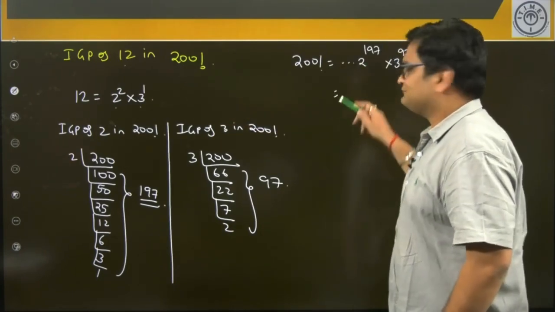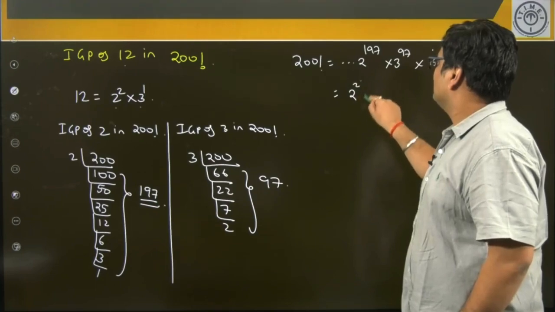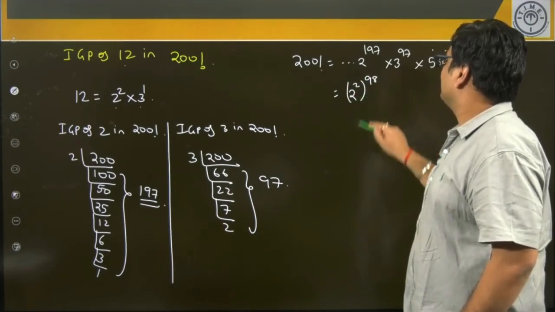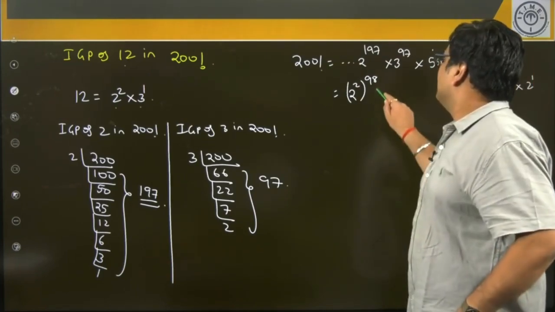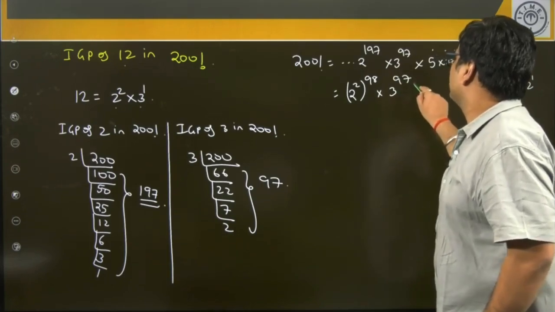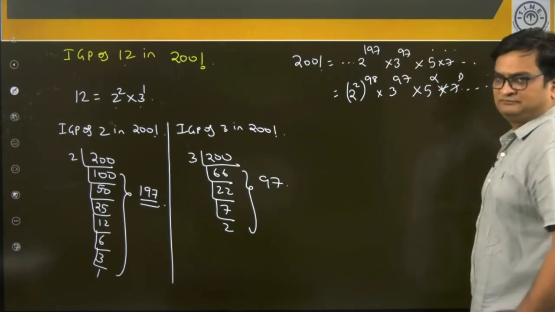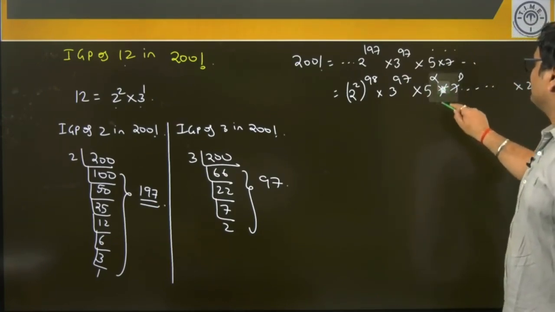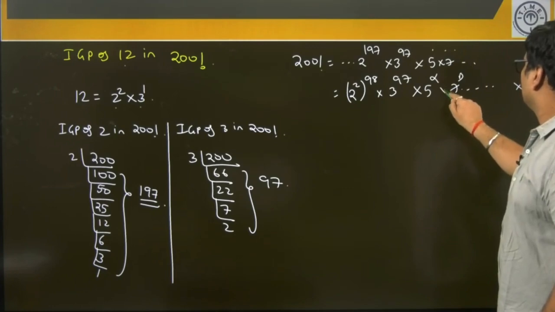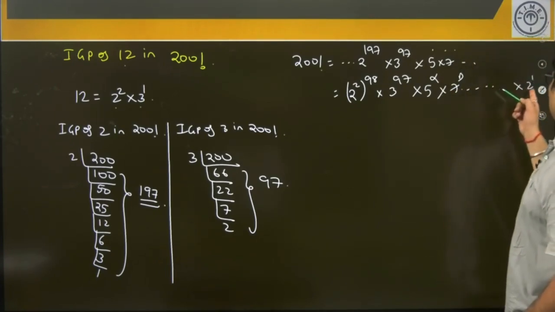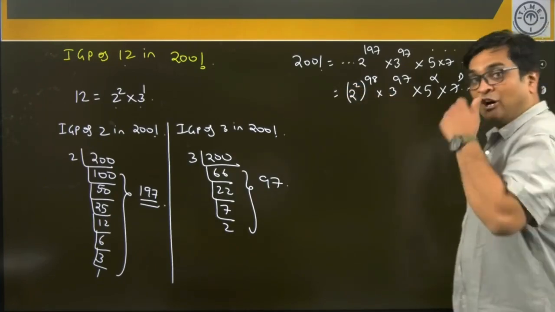Now can I write this as 2 power 197, can I write it as 2 to the power 2 whole power 98? 2 into 98 is 196, there will be a separate 2 power 1 outside, into 3 power 97, into something 5 power alpha, 7 power beta and so on. And this 2 will not help in creating any further 12s because for making 12 you need 2 2s.